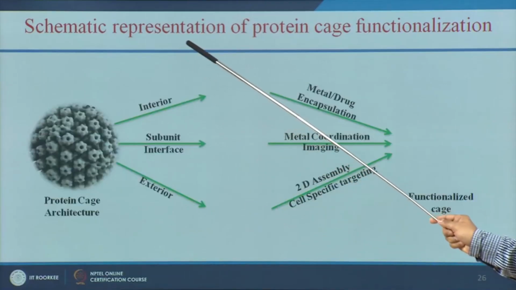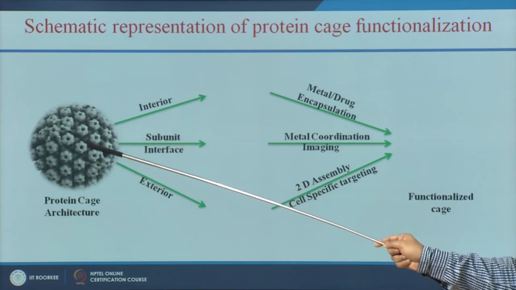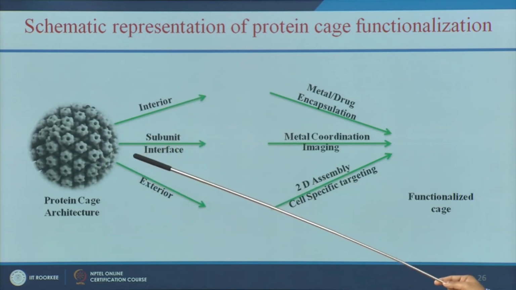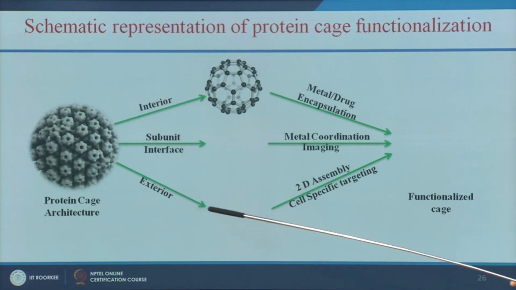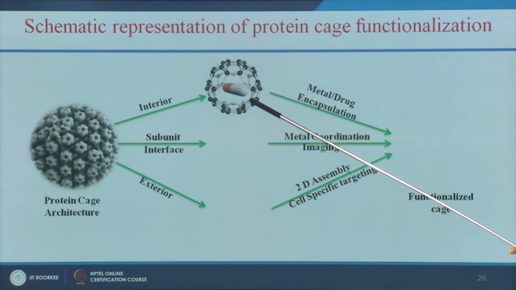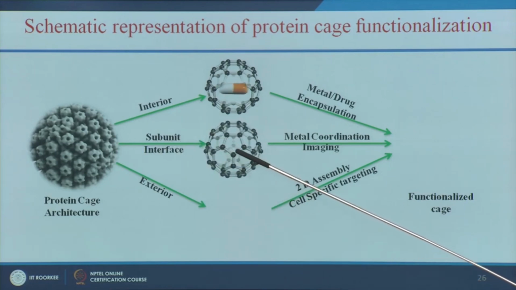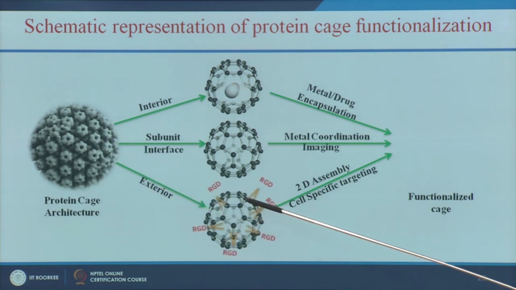So this is a schematic representation of a protein cage, this is a protein cage architecture. It is our viral capsid. You can assume this structure to be like a football. You can see here it has an interior, a subunit interface, as well as an exterior. In the interior we can add any kind of therapeutic molecule, any anti-cancer drug or any other therapeutic molecule, and in the subunit interface we can add gadolinium metal ions. This will be useful for imaging applications, we can use it for cancer imaging, and again in the exterior we can add RGD peptides.